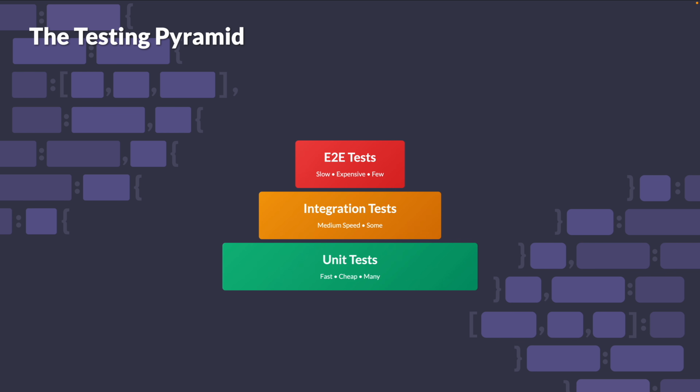Picture a pyramid with 3 levels. At the bottom, the widest part, we have unit tests. These are fast, focused tests that check individual functions or components in isolation. In the middle, we have integration tests. These verify that different parts of your system work together correctly. And then at the top, the smallest part, we have end-to-end tests, also called E2E tests. These test your entire application from the user's perspective.